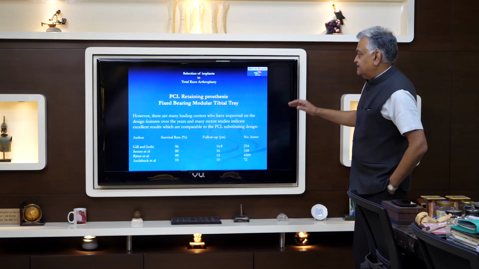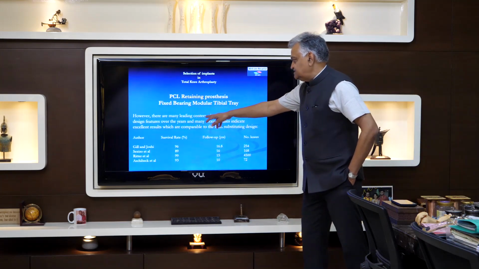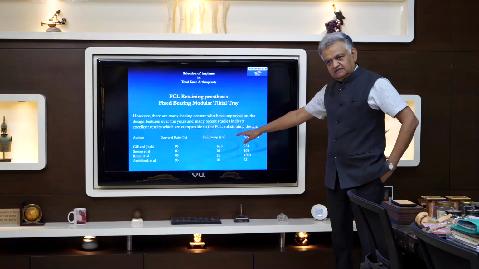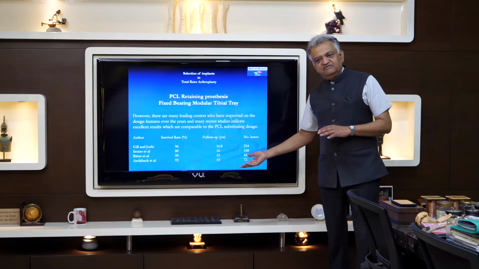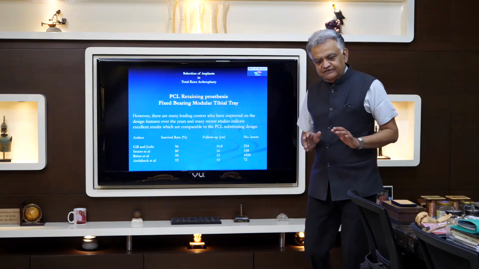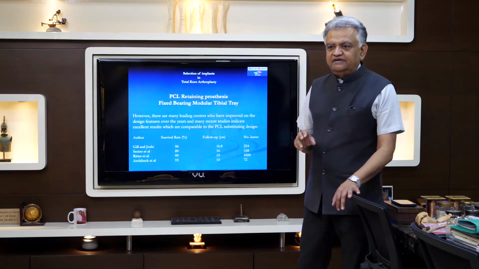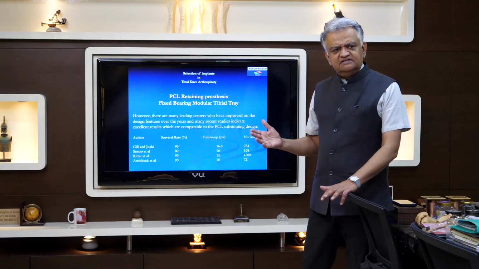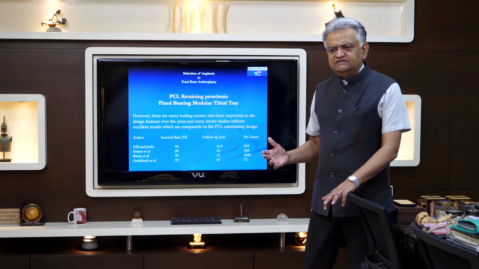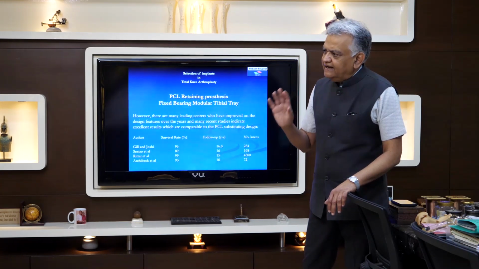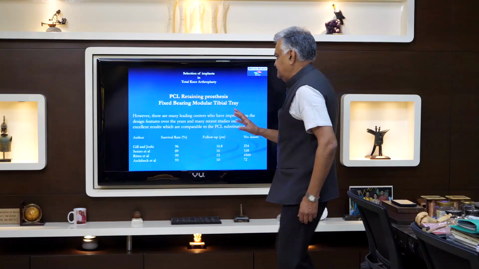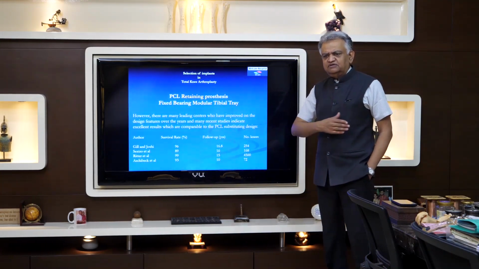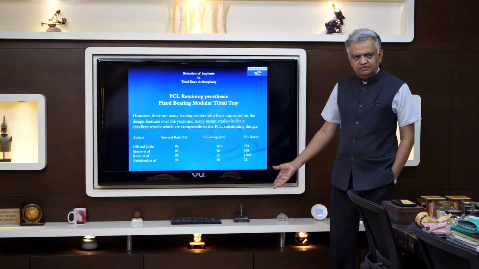However, there are many leading centers who have improved on the design features over the years, and many recent studies indicate excellent results which are comparable to the PCL substituting. So in all due fairness, it's not as if the PCL retainers are complete bonkers. They have come up with adequate centers and an adequate number of patients having been given this implant, and those patients have not had any lesser results than the other group. And therefore, this debate continues. Who would be right?